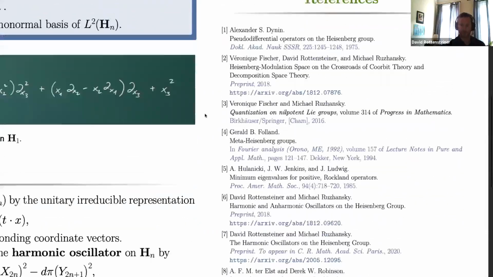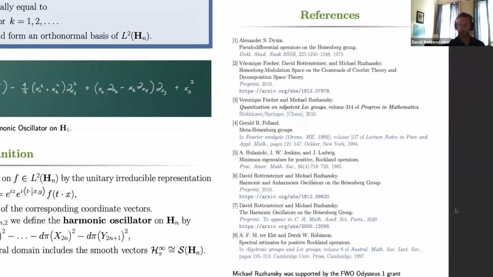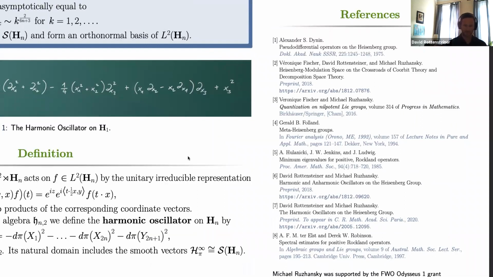Here there's a list of references which we used. And if anyone's interested in proof methods, I can say a few words about that.